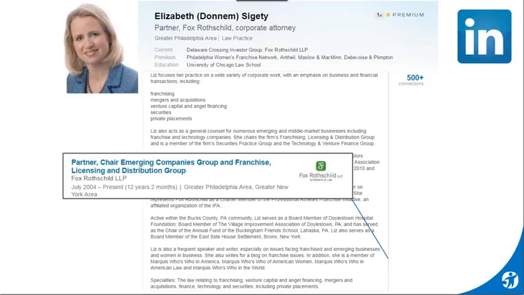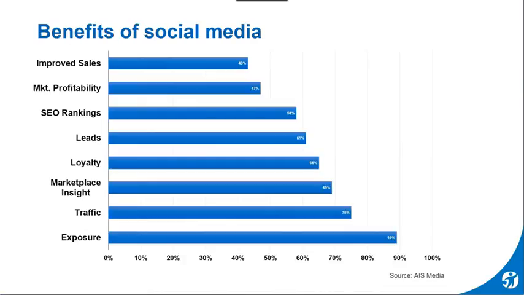Make sure you have a complete profile. Add showcase pages to highlight specific practice areas. Use photographs and illustrations. And then make sure others know that you're there. Connect with all your employees. Connect with all of your referral sources. Post company updates. Link back to your website. There's so much you can do in LinkedIn.